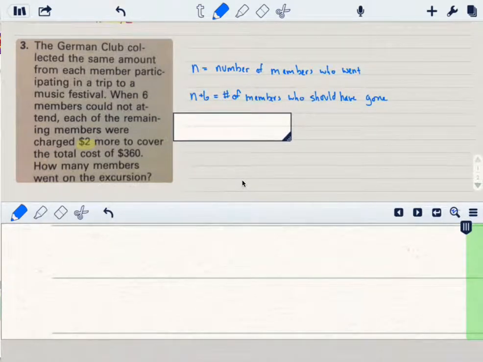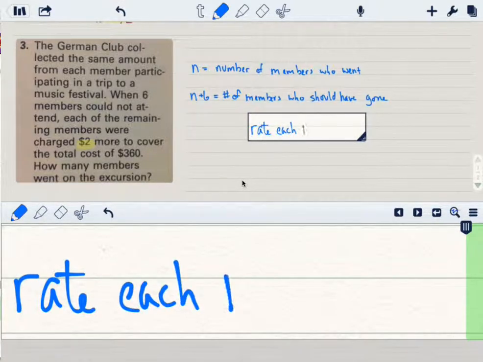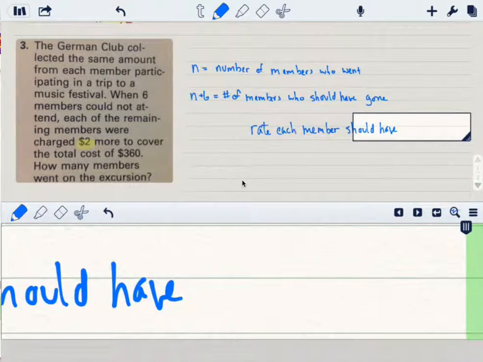Now, when 6 members could not attend, each of the remaining were charged $2 more to cover the total cost of the 360. So total cost is equal to 360. All right, so we know that much, and we added 2. So I want to know the rate each member should have paid.